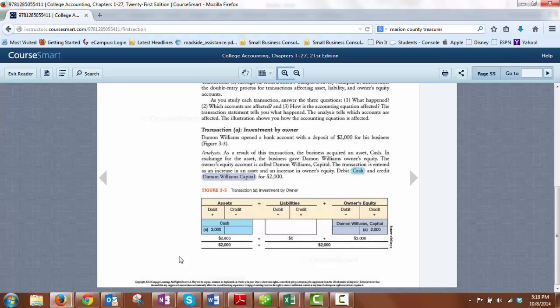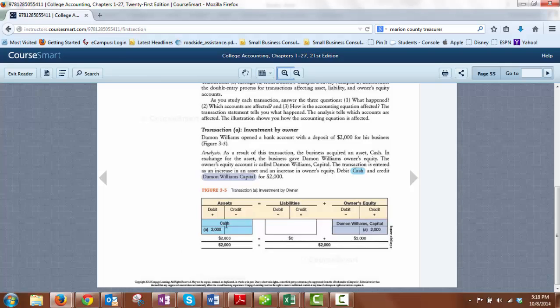So on page 55, the first transaction, it's an investment by the owner. And it says that Damon Williams opened a bank account for a deposit of $2,000 for his business. So let's think about what's going on there. Damon, put yourself in Damon's position. You have opened your bank account for $2,000. So you've taken $2,000 of your own money and you've put it into the bank account.